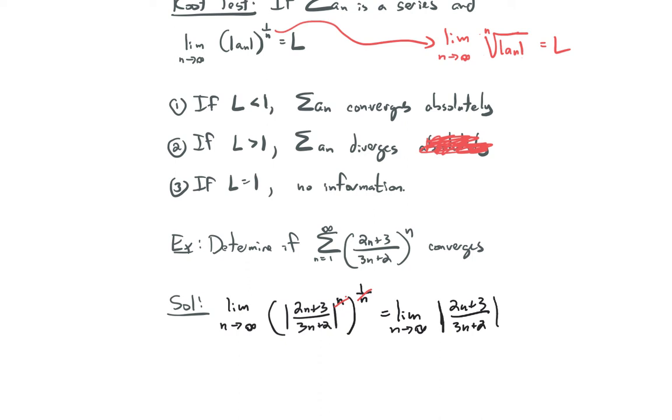Again, using our limit rules from 1105, we can see that we get 2/3. We have the same degree of the leading term for each part of the numerator and denominator. So we just take the ratio of the coefficients, 2/3. And we know 2/3 is indeed less than 1, so our series converges.